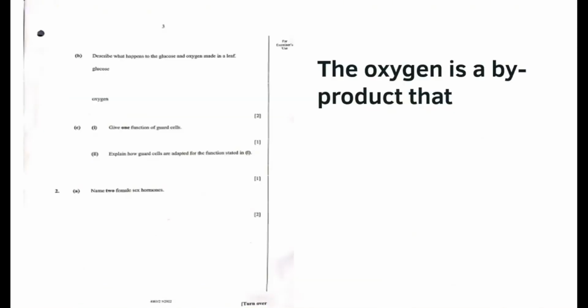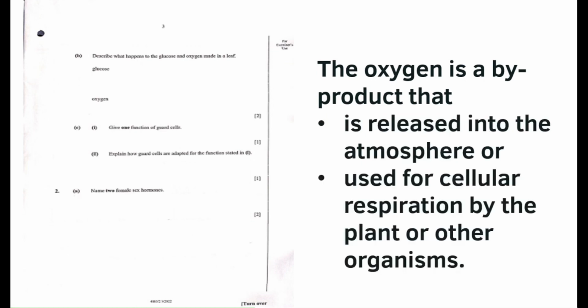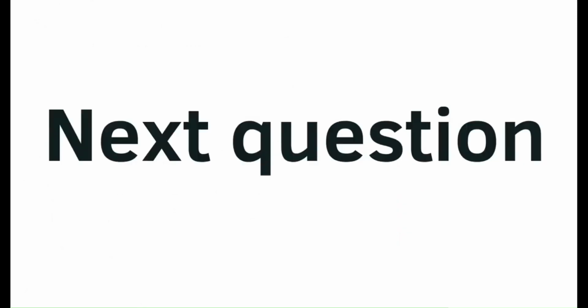So that is the function of glucose. Oxygen, on the other hand, is a byproduct which is released either into the atmosphere, or it can be used for cellular respiration by the plant, or it can be given out and taken up by other plants to use again also for respiration. Part C, give one function of guard cells.